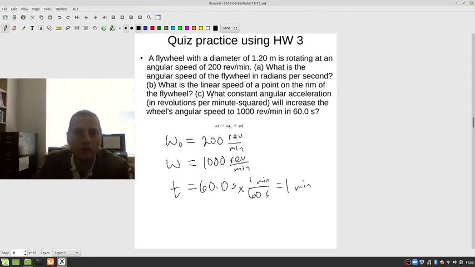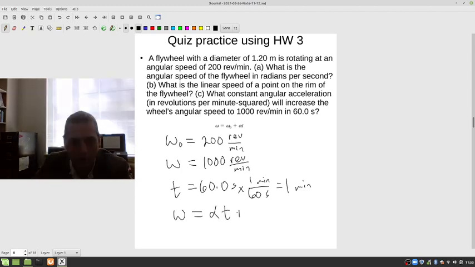Okay, and then it asks, what constant angular acceleration in revolutions per minute squared will increase the wheel's angular speed to 1,000? Okay, so I could use the final angular velocity equals the acceleration times the time plus the initial angular velocity, and just find this.